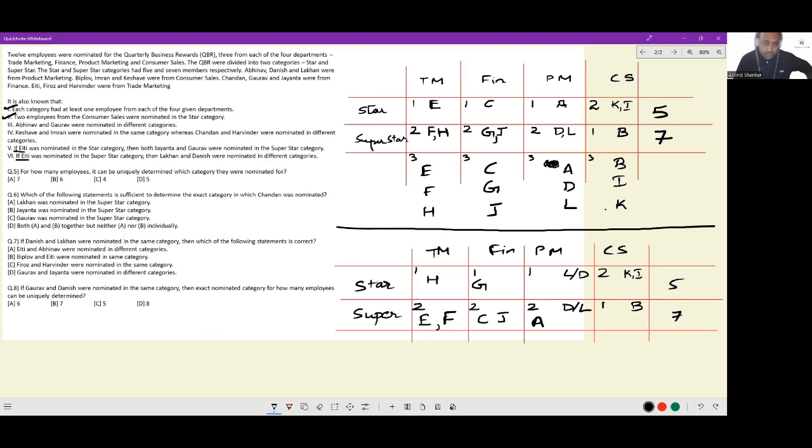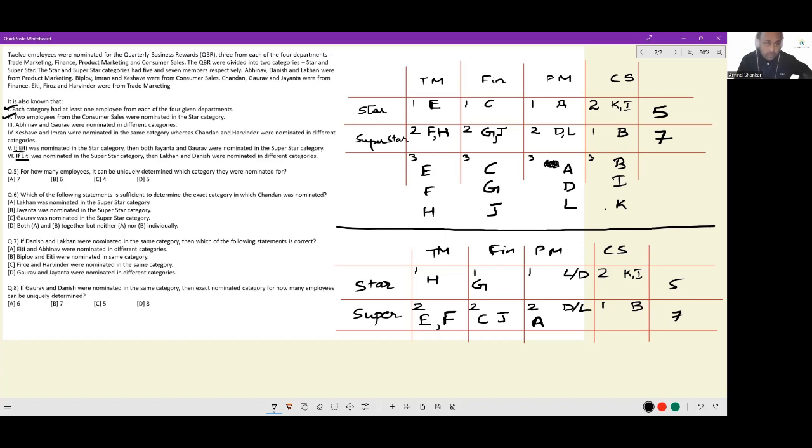So even in the second case, when EP is in the superstar category, we have categorization or grouping for everyone. The only people we are unsure of are Lakhan and Danish, which grouping, whether they are in star or superstar. But this is the entirety of the case. Let's get to individual questions.